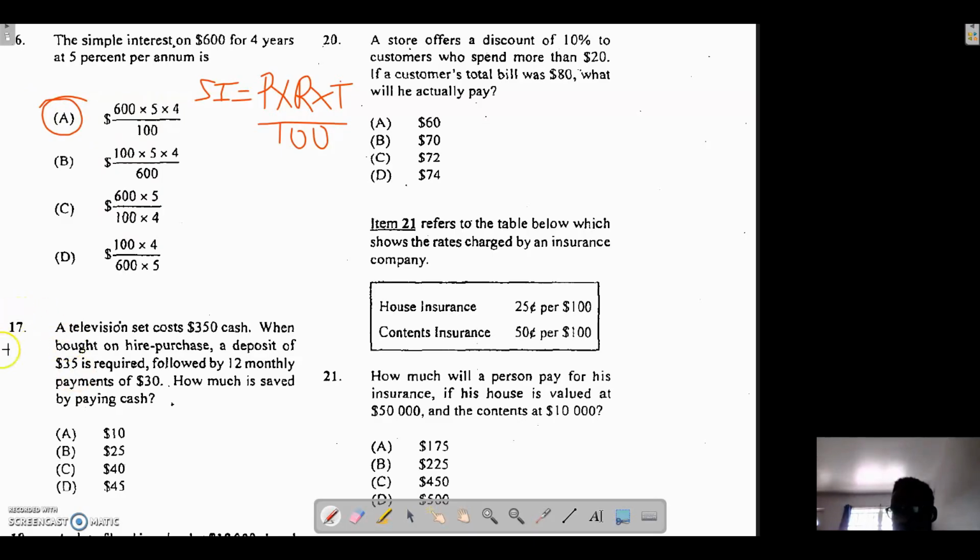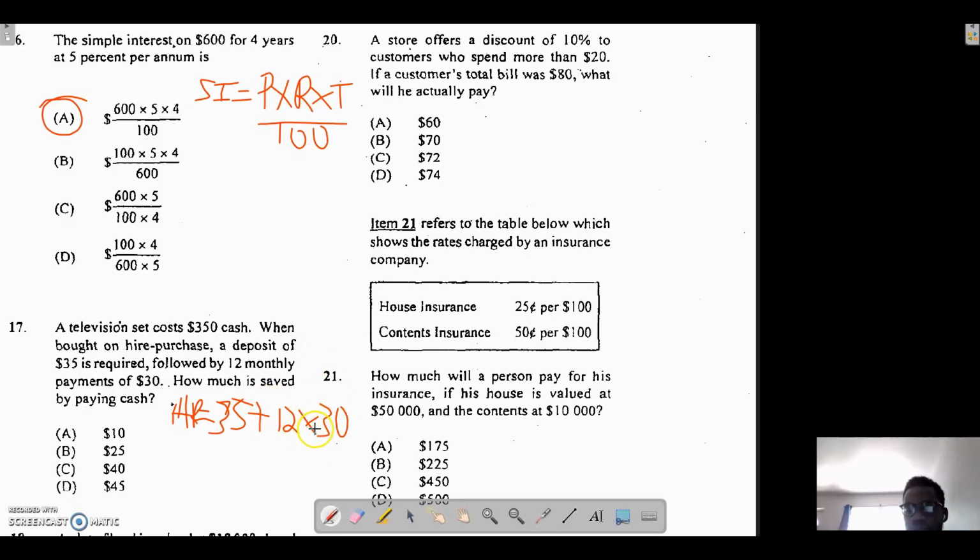All right, question 17. A television set costs $350 cash. When bought on hire purchase, a deposit of $35 is made, followed by 12 monthly installments of $30. How much is saved by paying cash? Alright, let's work this out. So if you were to go hire purchase, let me call it HP, hire purchase price, I'm going to pay 35 down. Plus, I'm going to have to go 12 times 30. Because for 12 months, you'll be paying $30.